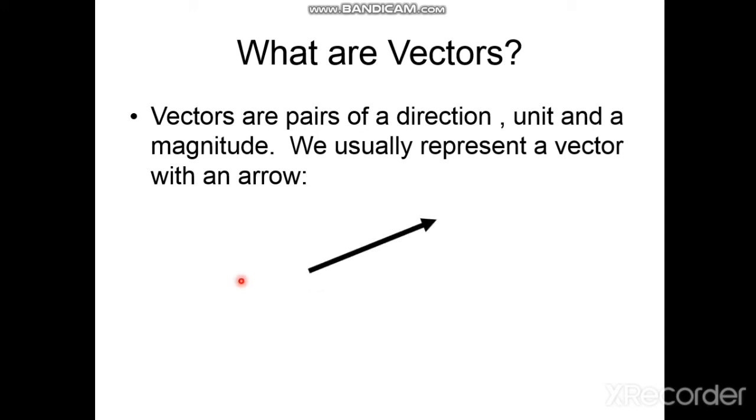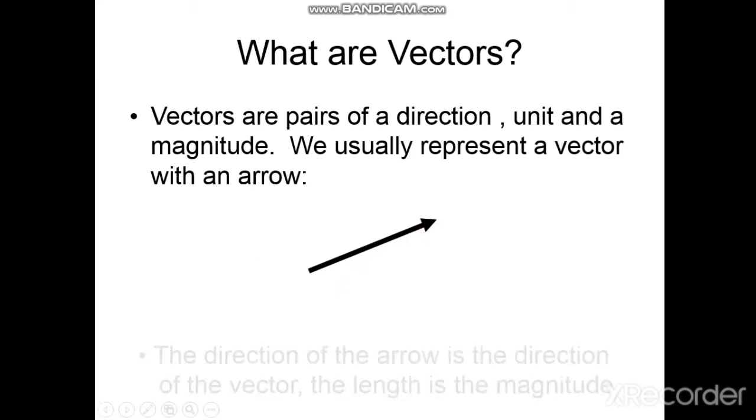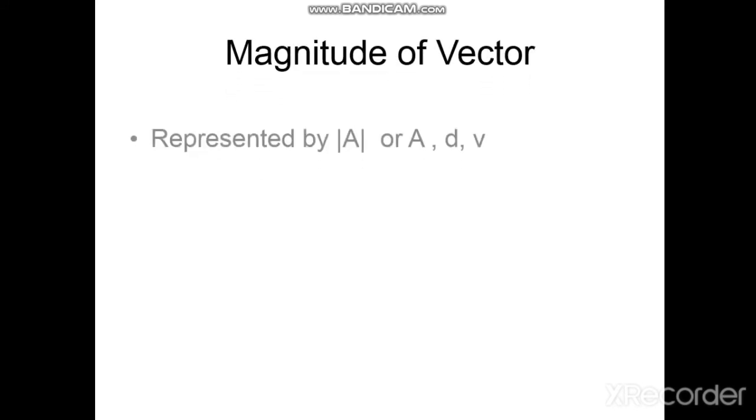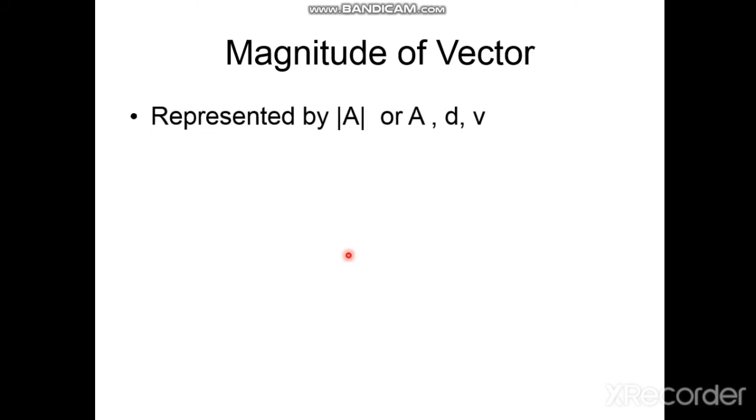So vectors are usually represented by an arrowhead. The direction of the arrow is the direction of the vector, while the length of the arrow represents the magnitude of the vector. It is measured on a proper scale. Magnitude of vector: the magnitude of a vector is represented by A in mod or by lightly spaced letters like A, D or V.